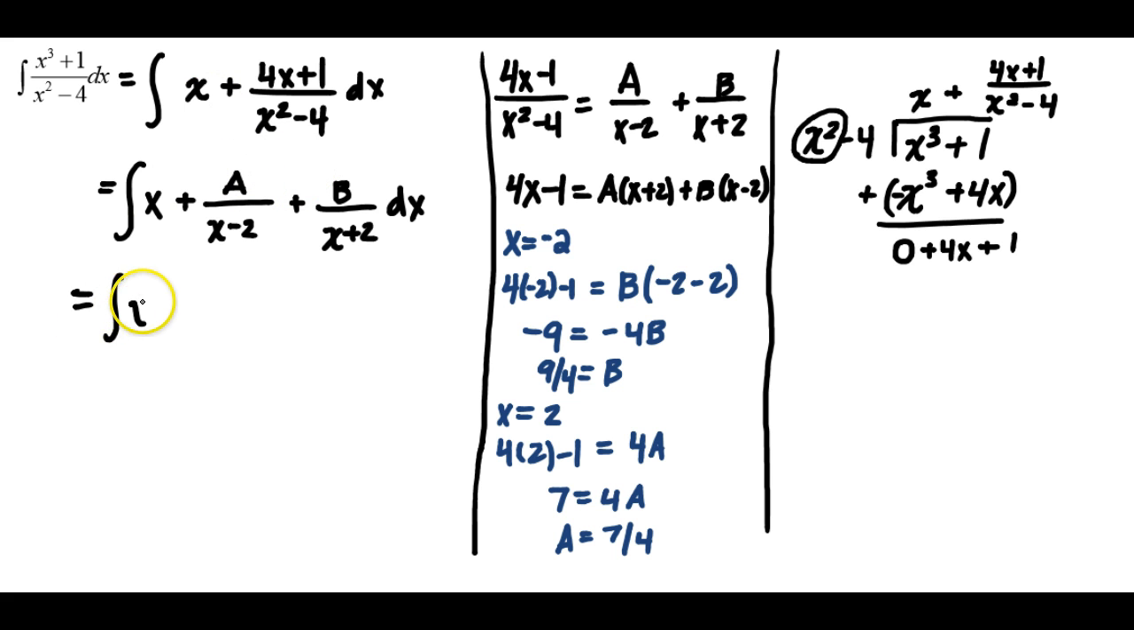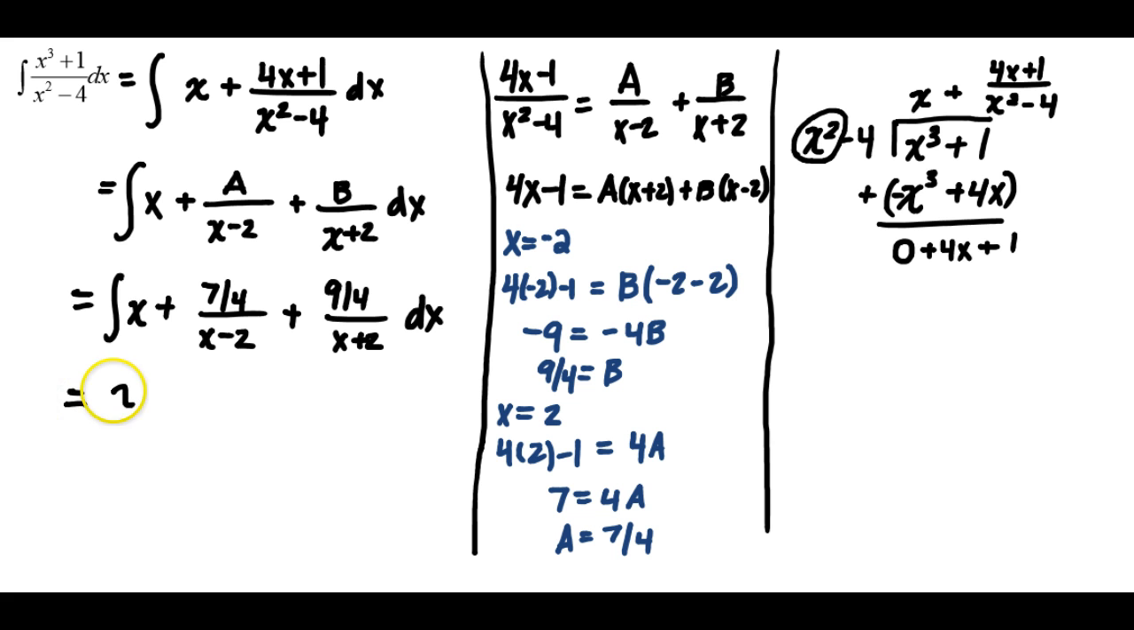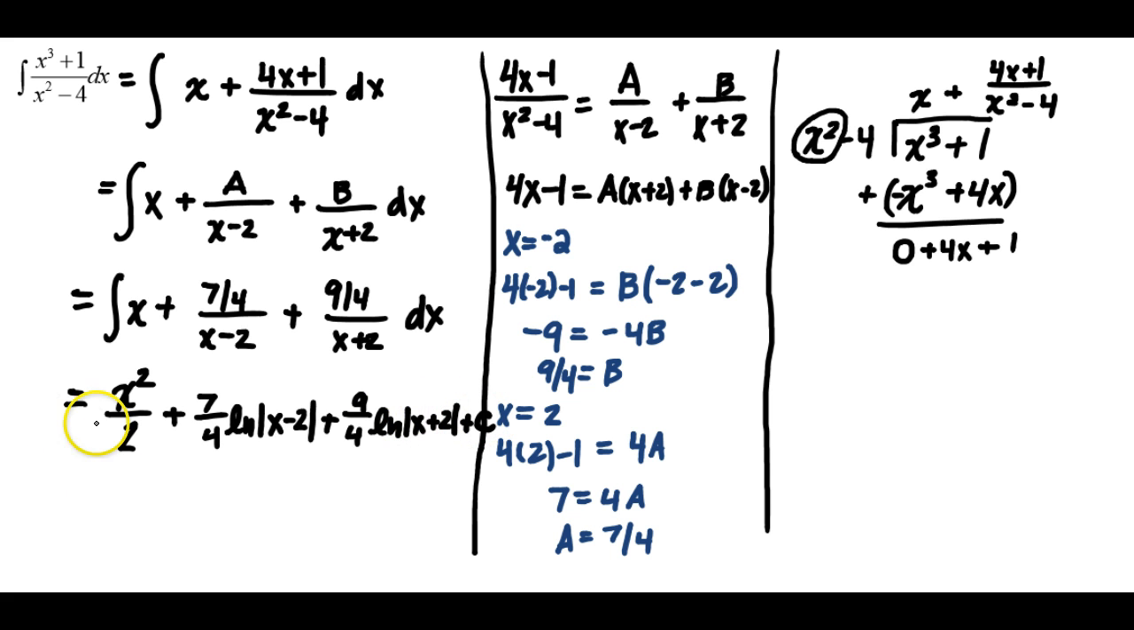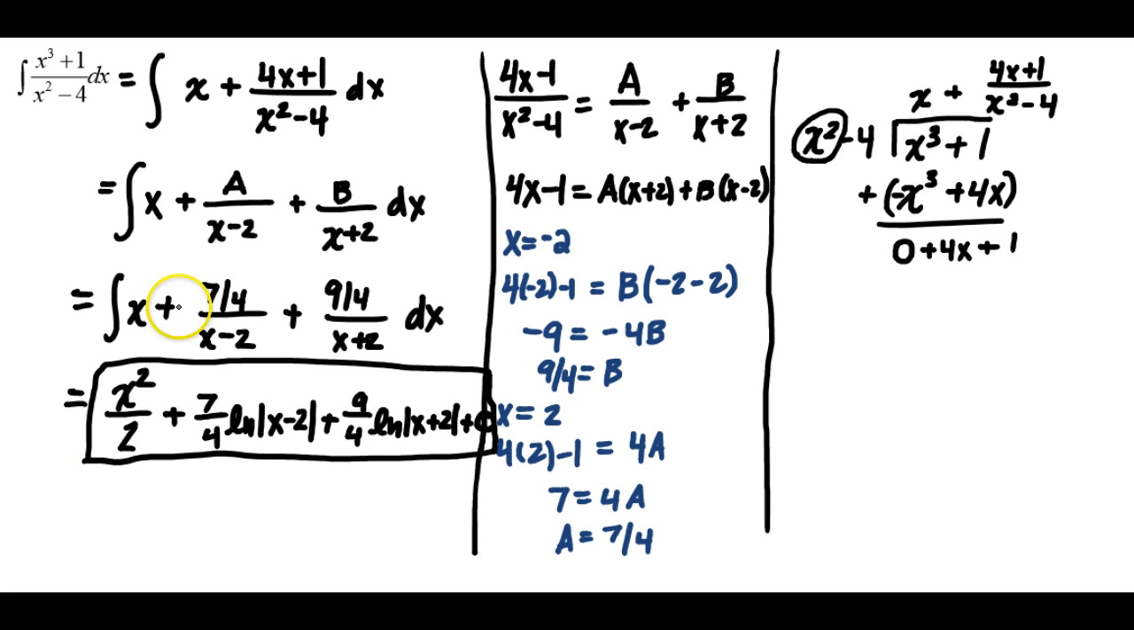We are really integrating x plus a over x minus 2, b over x plus 2 dx. And now we can integrate each piece. So the first part by the power rule is x squared over 2 plus the natural log of x minus 2 times its coefficient, plus the natural log of x plus 2 times its coefficient, plus c. So now, whoops, this is my final answer.